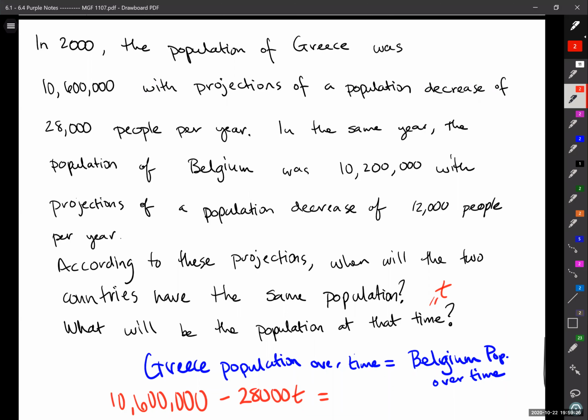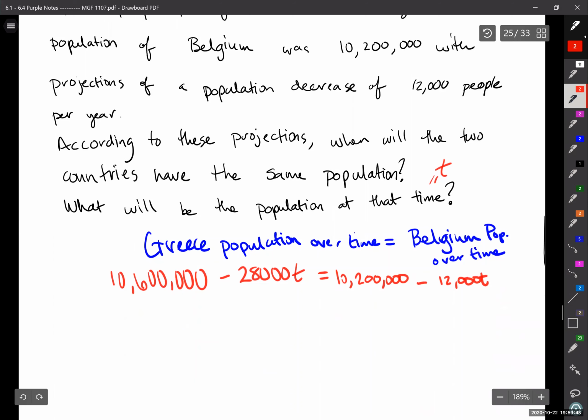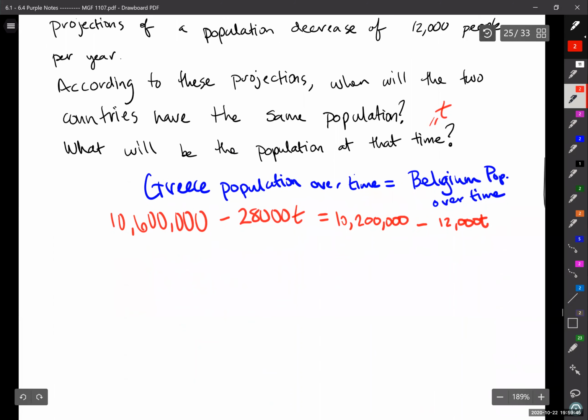Perfect, Kimberly. So in this case, we start at 10,200,000. And we're losing population less rapidly. We're only losing 12,000 a year. And they were just saying, at what time will it be the same? So do we agree in the end, we're looking for a time value t?